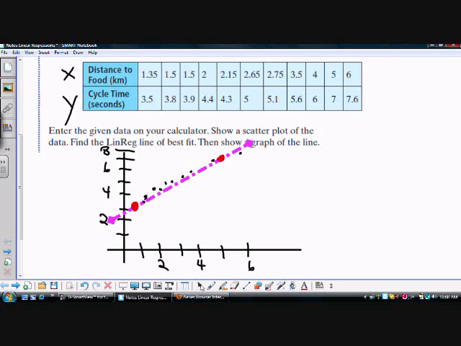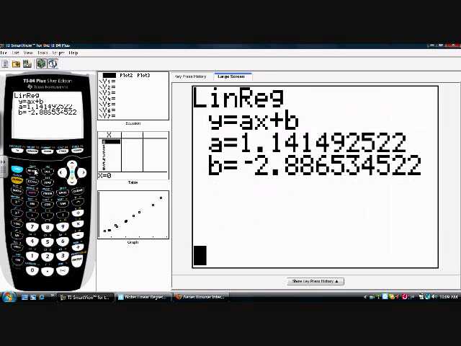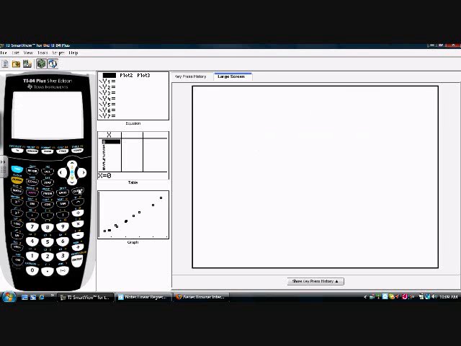And the technology that we use in the calculator doesn't just eyeball a line. It uses a very special algorithm that you would actually learn if you took stats, which you may in a couple of years. So you're going to turn on your calculator now. Turn on your little graphing calculator.